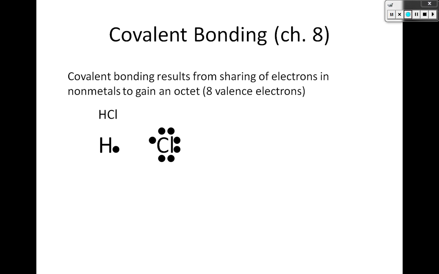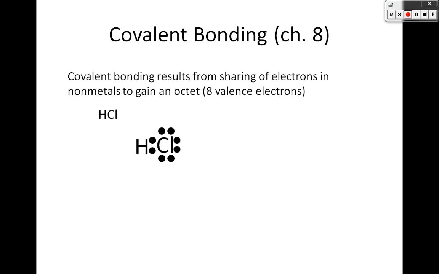So let's take hydrogen and chlorine. If this were sodium and chlorine, the chlorine would take the electron from the hydrogen. Instead, the two atoms share the electrons. And part of the reason for that, as we're going to see later, is the difference in electronegativity between chlorine and hydrogen is much smaller than the difference in electronegativity between sodium and chlorine. And so because the difference in electronegativity isn't as large, chlorine can't just pull that electron away.